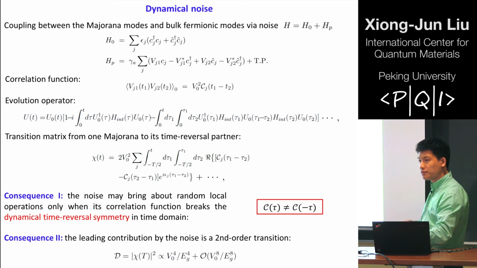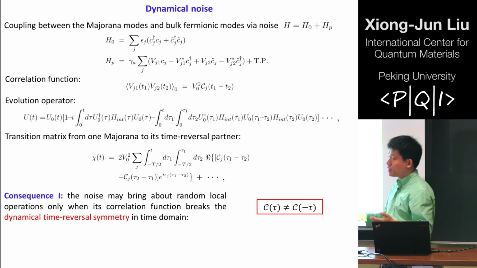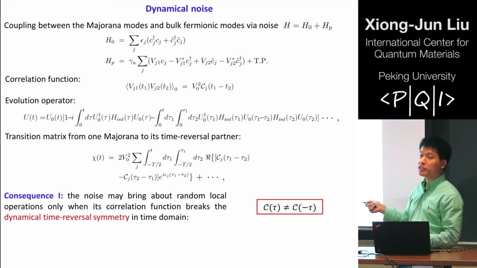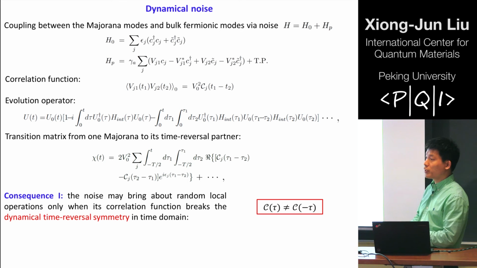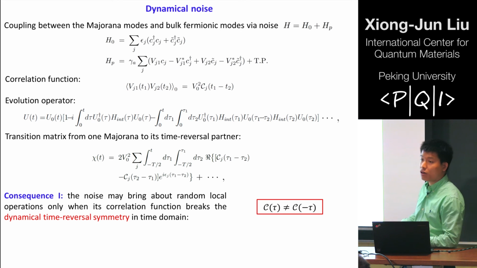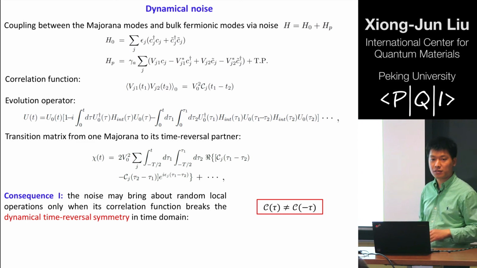In this sense, the swapping symmetry is a sufficient condition, not a necessary condition? Right. It's not necessary, it's sufficient. Even if you have the dynamical noise, if you do not break this symmetry... Maybe this one is more general. If you treat the Hamiltonian as a general time-dependent Hamiltonian, then if the correlation function does not break this dynamical symmetry, you never have the local coupling. You don't have local rotation.